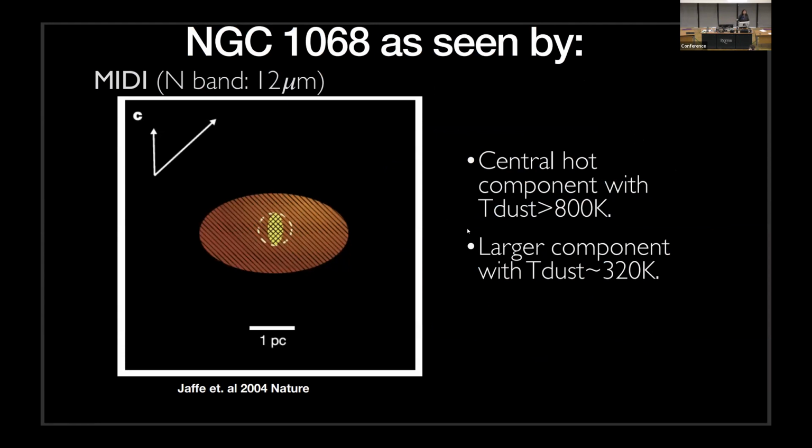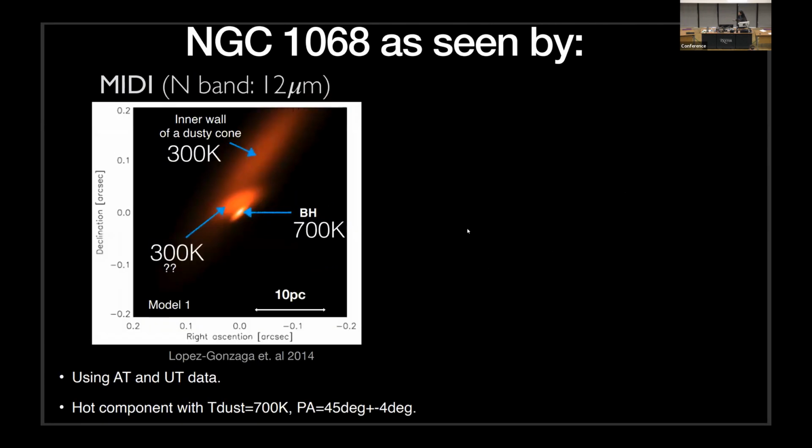Now, the predecessor of MATISSE, MIDI, found this source in, I think this was commissioning data, so there were not so many UV points. And they found this compact component here, not well resolved, and a more or less resolved source here, not very large, of about 4 parsecs, where the component in the center has hot dust of 800 Kelvin, and the larger component has dust at 320 Kelvin. So these pointed at the fact that, okay, it might be there.